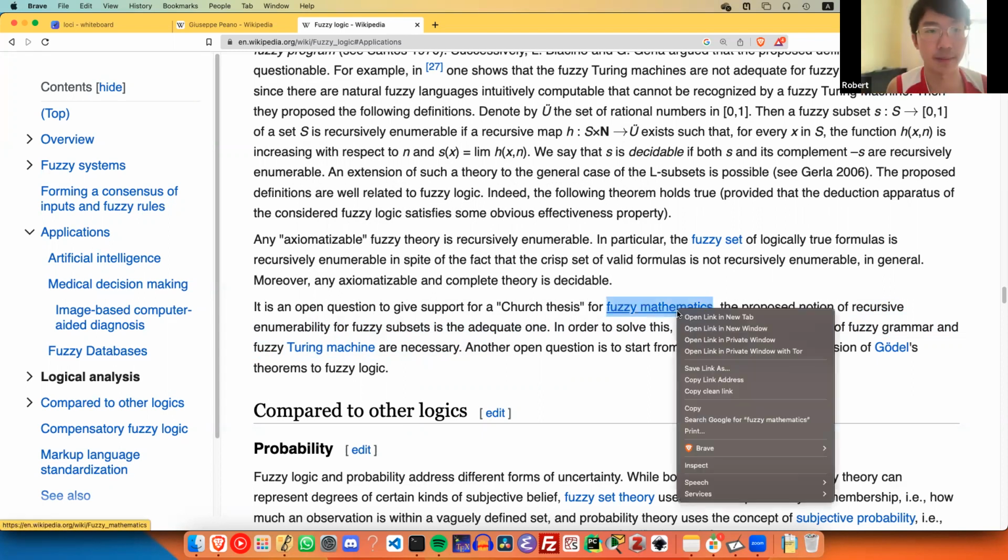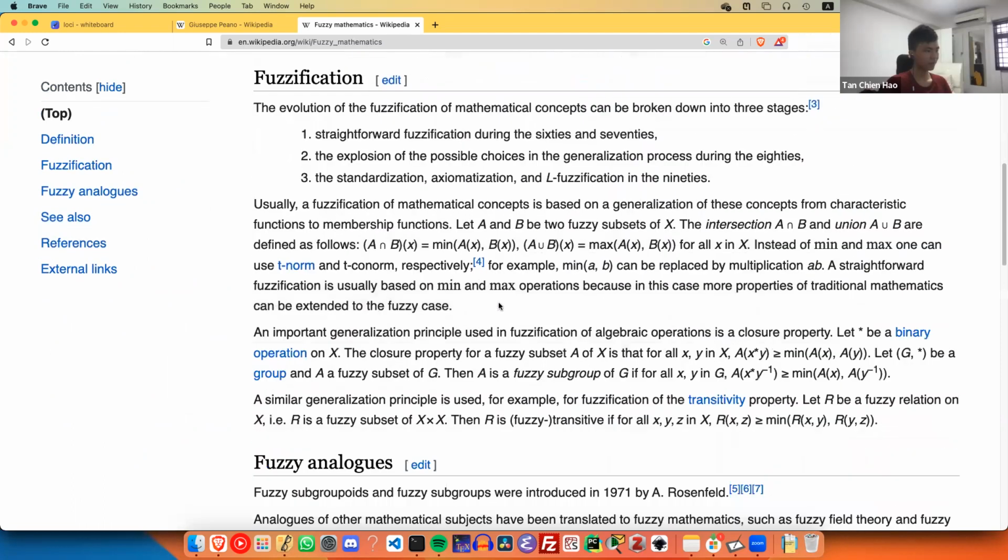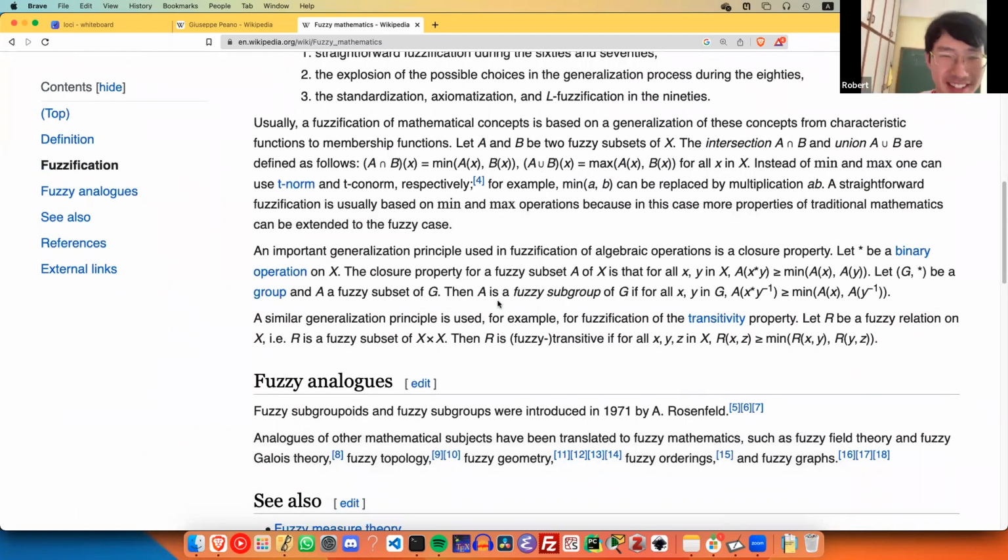What is fuzzy mathematics? Yeah, can you click on that? Thanks. Well, I guess it's just what you described. Technical for readers to understand. No worries, we can still read it.